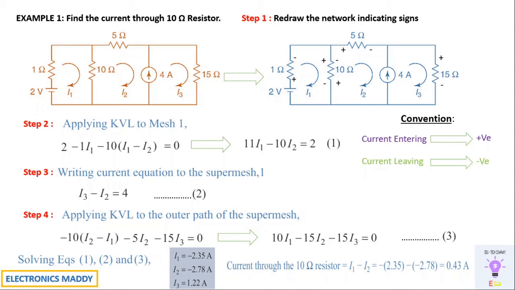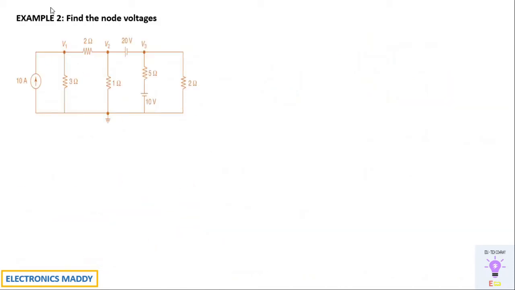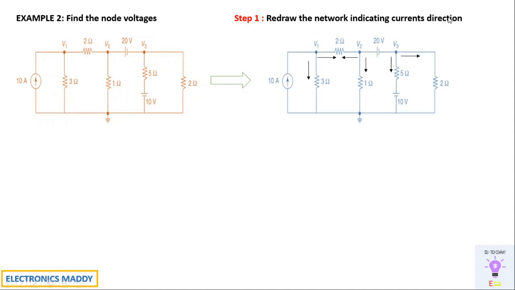We'll be solving another problem with respect to a super node. This is our example 2. They've asked us to find the node voltages V1, V2 and V3. So how do we approach it? It's simple, the usual approach that we follow. The first step is to redraw the network indicating the current directions over here. This is very important. I've labeled that there are three nodes.